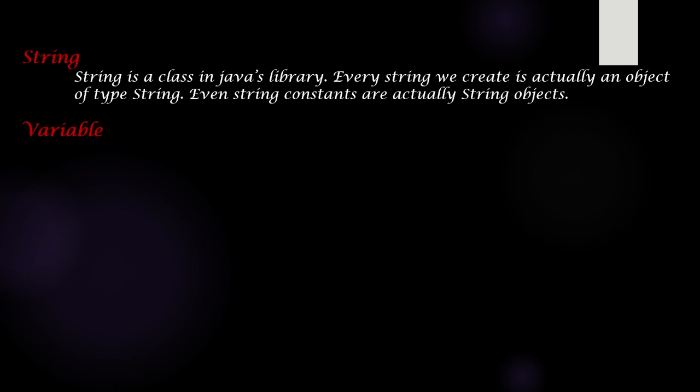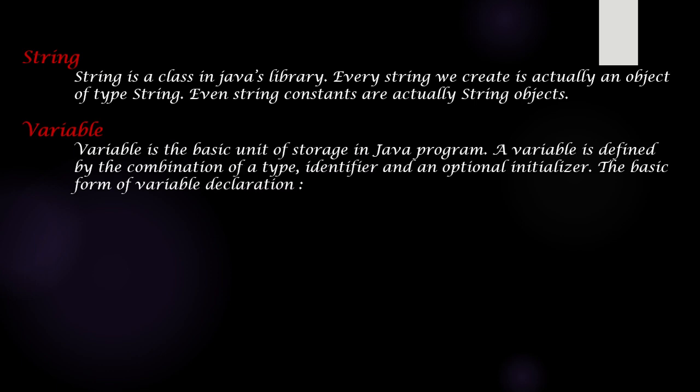Now variable. What is a variable? A variable is the basic unit of storage in a Java program. A variable is defined by the combination of its type and then identifier. What is an identifier? Just now we had the information that identifier refers to the naming conventions. So a variable is a combination of type, identifier, and you may or may not have an initializer. Initializer here means the initial value.